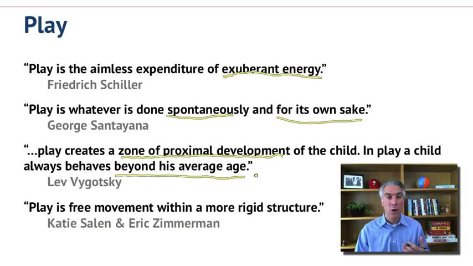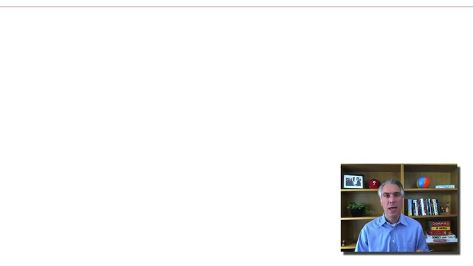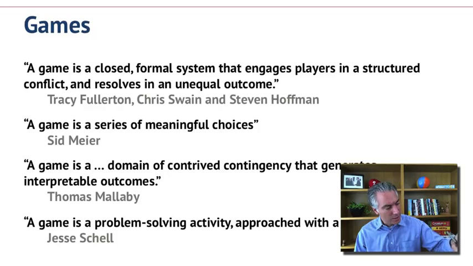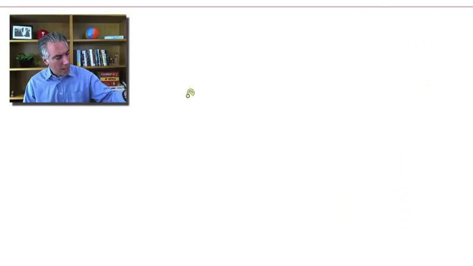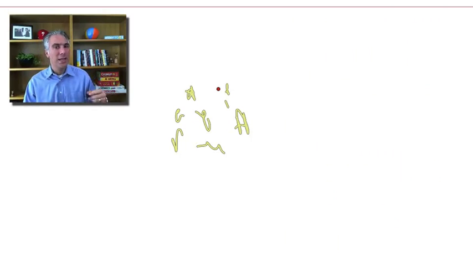influential book called The Rules of Play, which I'd encourage you to look at if you're interested in getting deeper into these notions about what makes a game and how game designers think. And they say play is free movement within a more rigid structure. So what all of these things are talking about is that play is freedom. Play is doing whatever you want, but it's within some structure.